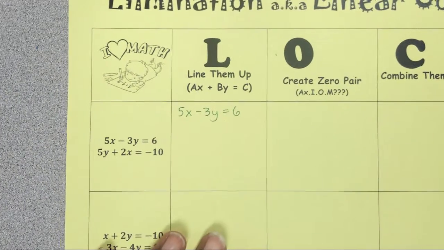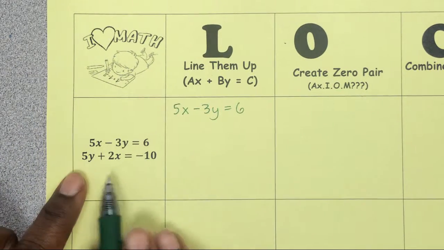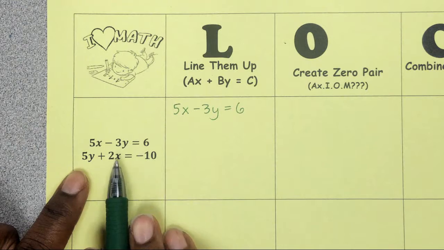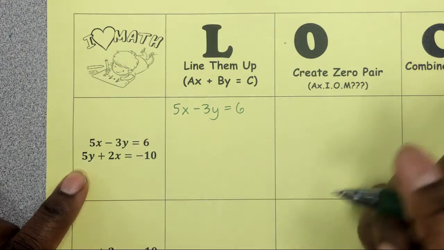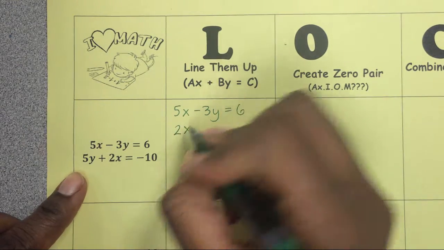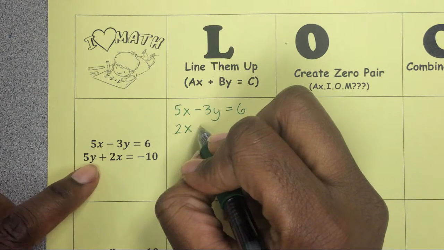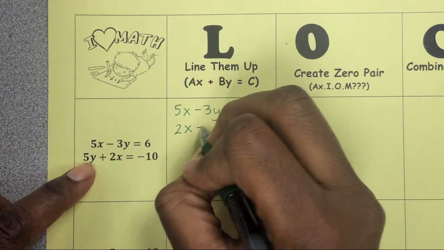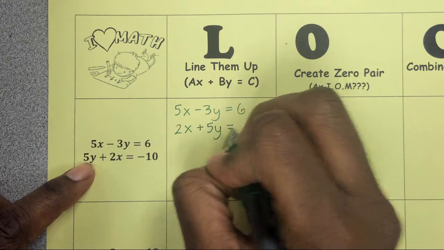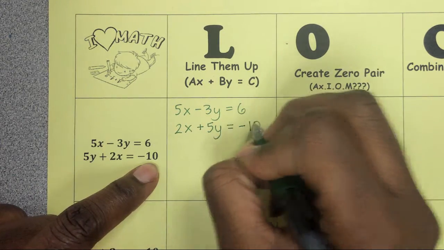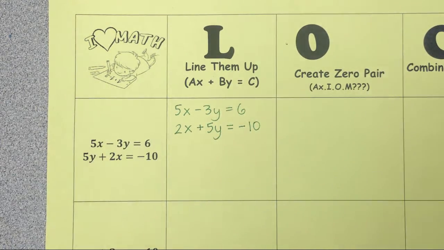the bottom equation, is this 2x, is it positive or negative? Positive. It's positive, so keep it positive. And this 5y, is it positive or negative? It's positive, so we're going to write positive 5y. The negative 10, we're keeping it over there. We don't have to do anything to the negative 10. Now it's lined up.